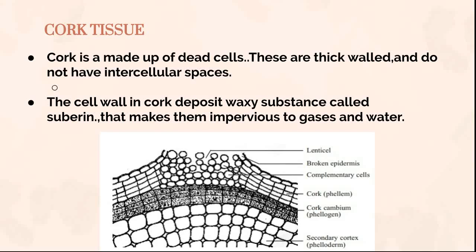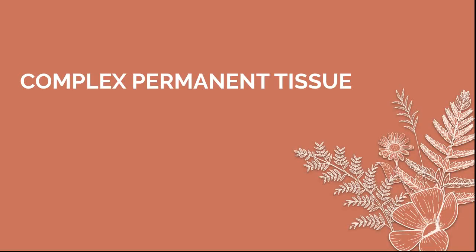Now let's come to the complex permanent tissue. Now how are complex permanent tissues different from simple permanent tissue? Simple permanent tissues were made up of a single type of cells, whereas in complex permanent tissue, one tissue is made up of more than one type of cells, and then they are called complex permanent tissues. There are two complex permanent tissues in plants, and they are xylem and phloem.